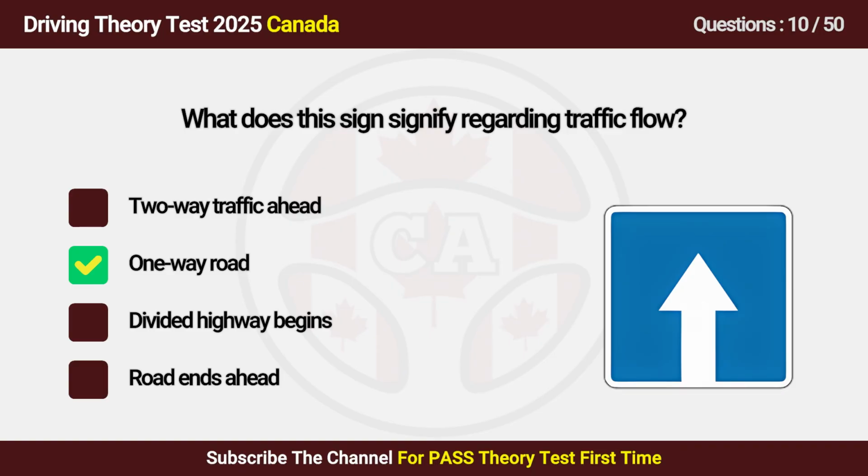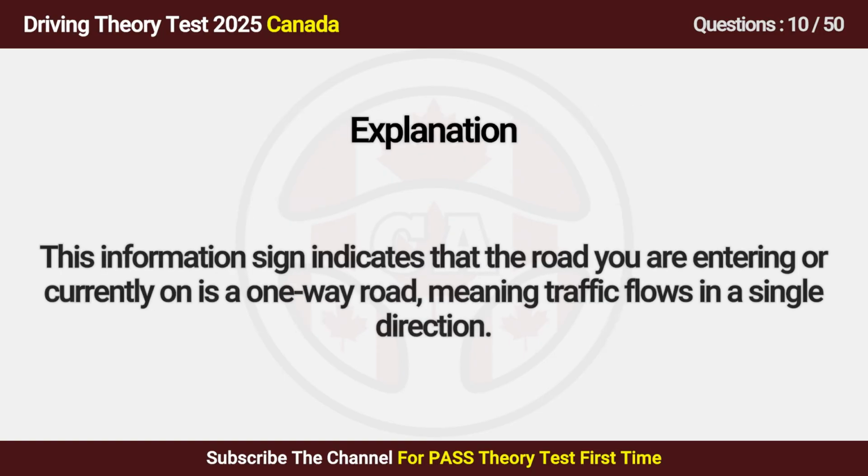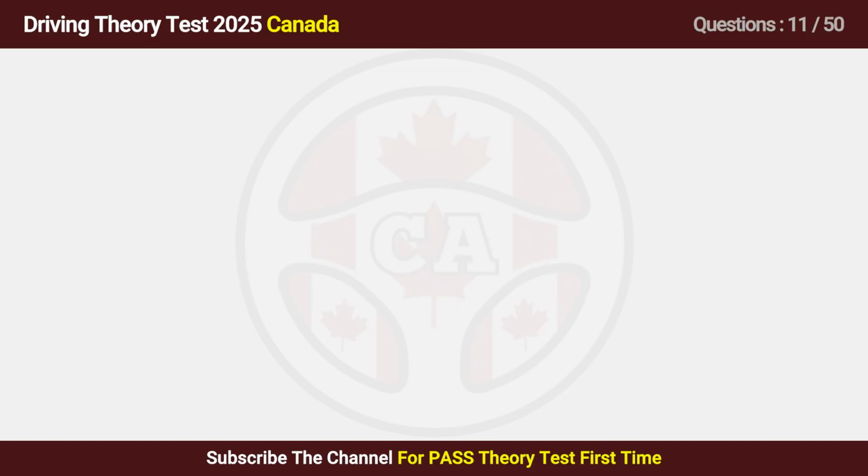Answer is B. One-way road. This information sign indicates that the road you are entering or currently on is a one-way road, meaning traffic flows in a single direction.